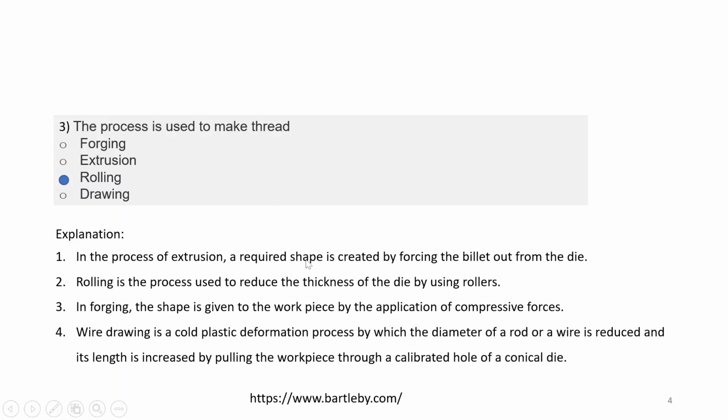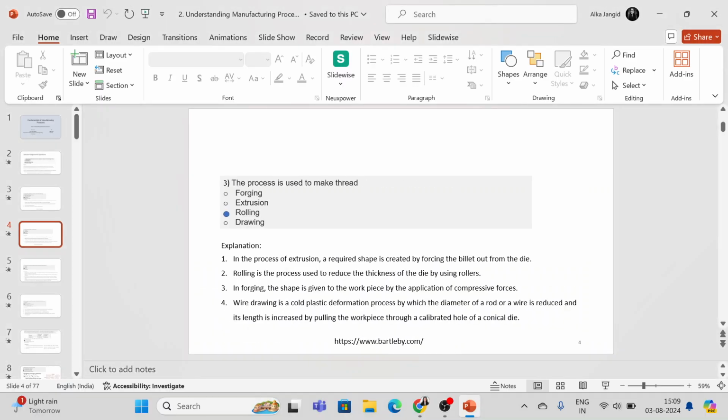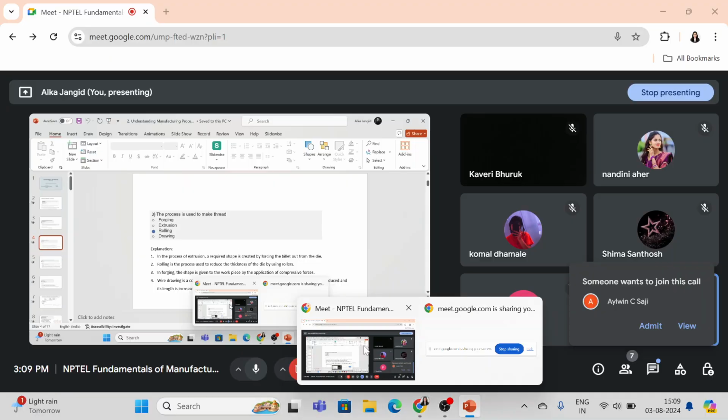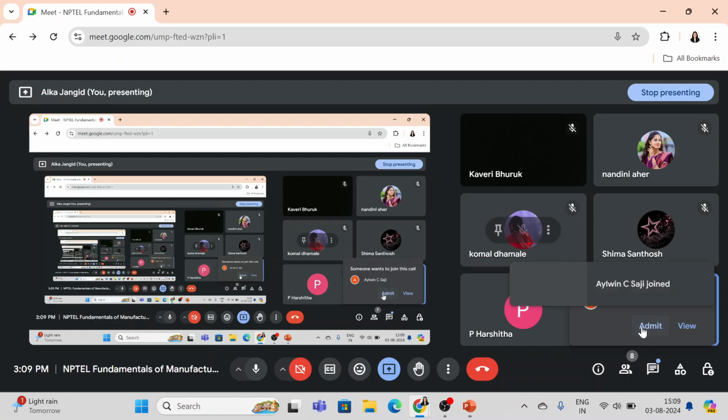Okay, so we were on the third question. Which process do you think will be used for making threads? So the answer will be rolling. These are the definitions for various processes.